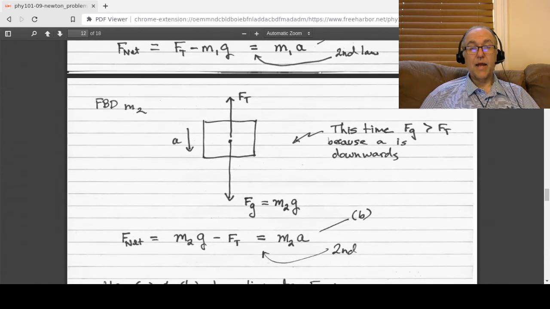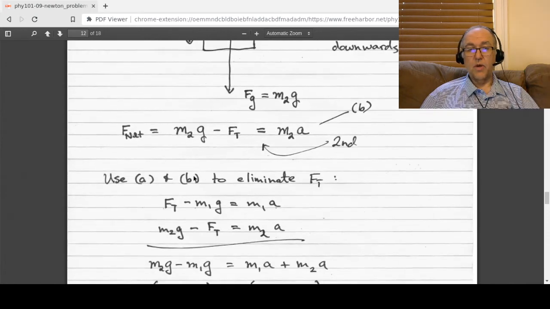All right, free body diagram for number two. Same thing. It looks the same, but now the acceleration is down, and M1 is replaced by M2. So now the weight is M2g, and the tension up is Ft. Which one's bigger? Well, it's accelerating down this time, so M2g must be bigger than Ft. So the net force is M2g minus Ft, and that has to equal, by the second law again, M2 times a. There's our equation B.